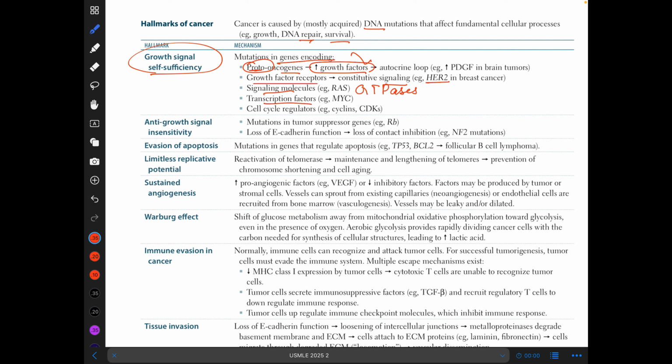And transcription factors like MYC, having two types, MYC-C and MYC-N. The C-MYC causes Burkitt lymphoma, and N-MYC causes neuroblastoma.